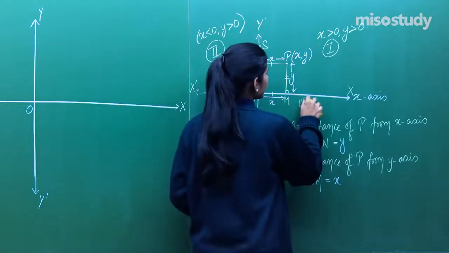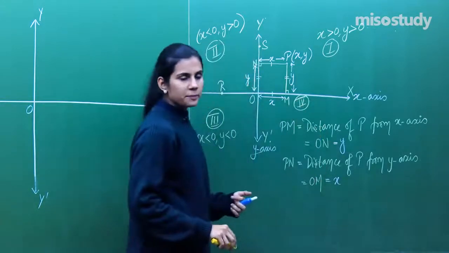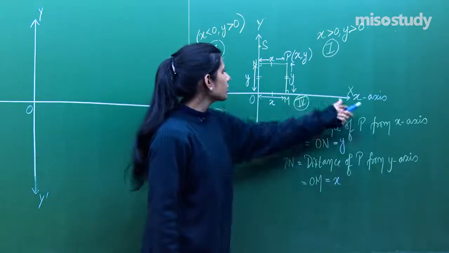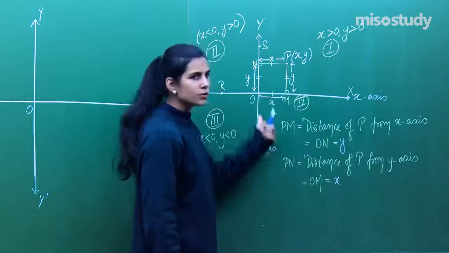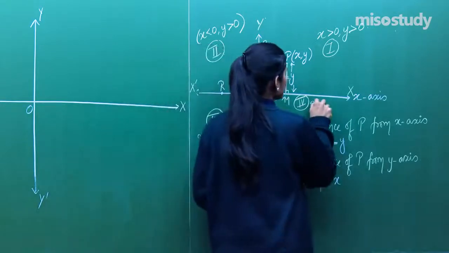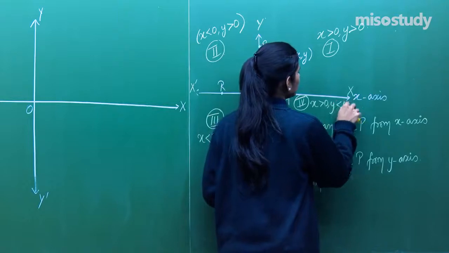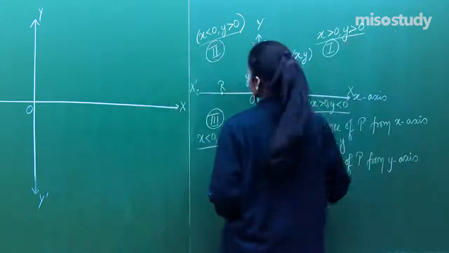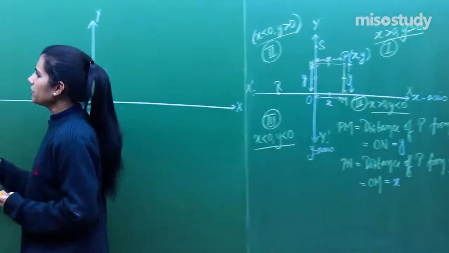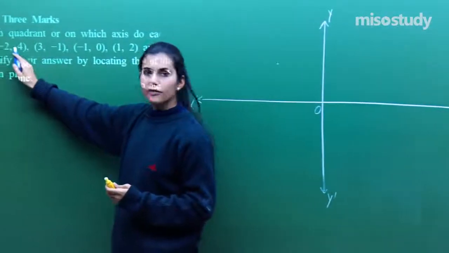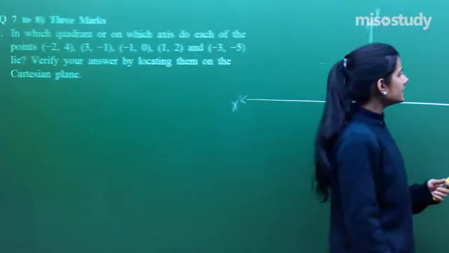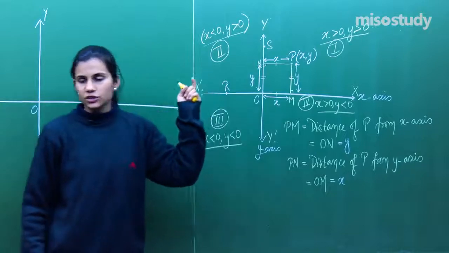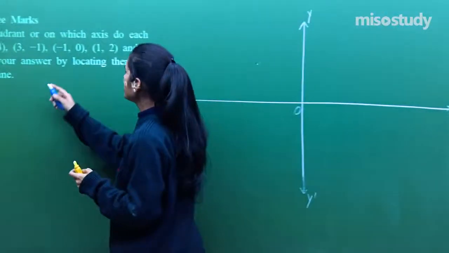And if the point is lying somewhere in the fourth quadrant, that means it is lying in XOY dash quadrant. So the x coordinate is going to come from the positive x-axis and y coordinate is going to come from the negative y-axis. So x coordinate will be positive but y coordinate will be negative. Is it understood? Over here you can see in (-2, 4), x coordinate is negative, y coordinate is positive. That means the point is lying in the second quadrant.